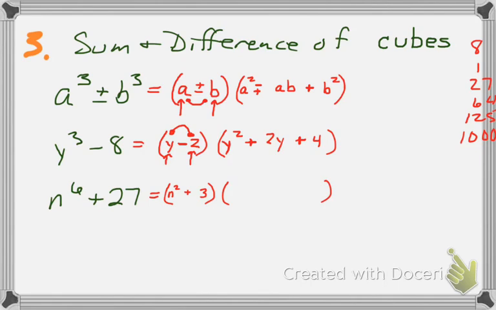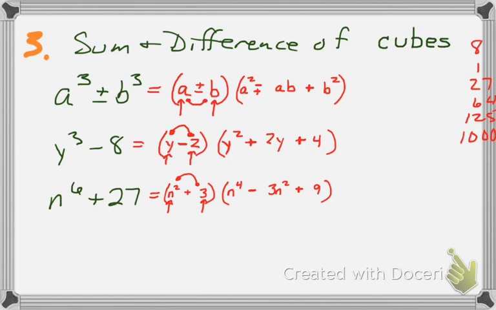To get the first term of the second parentheses, we square the first term of the first parentheses. N squared squared is n to the 4th. To get the last term, we square the last term. 3 squared is 9. And then in the middle, we do one of each. 3 times n squared is 3n squared. The first sign is opposite the problem, really. So it's a minus. And the last sign is always plus.